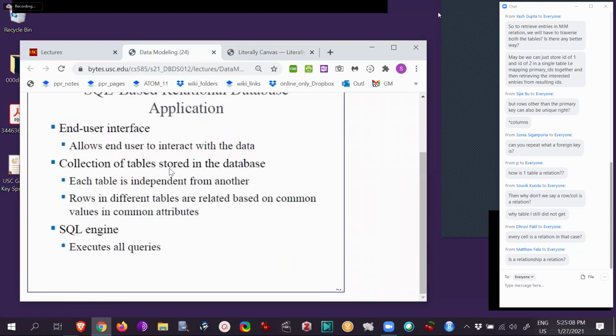So, a collection of tables. In the end, your so-called database is ultimately a collection of tables. Again, tables are entities, and tables are all separate. One table really has nothing to do with another, except when you connect them. When you make a relationship, then they become connected. So this is what I just told you.